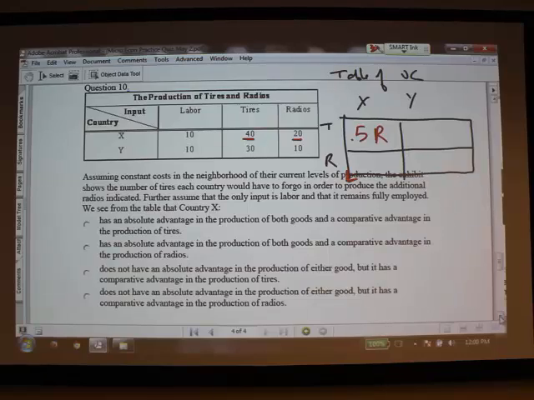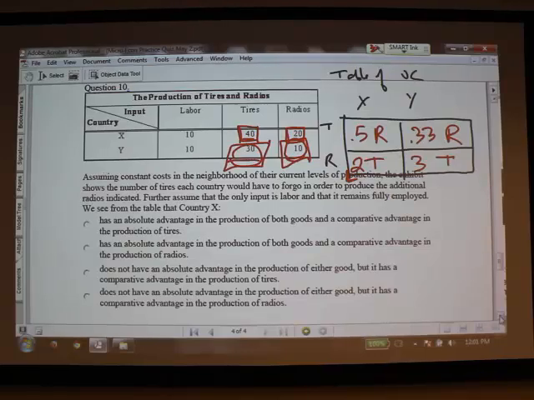But let's just go through the explanation. If country X produces 20 radios, they give up the opportunity to produce 40 tires. So if country X produces 1 radio, they give up the opportunity to produce 2 tires. What about country Y? If they produce 30 tires, they give up the opportunity to produce 10 radios. So if they produce 1 tire, they give up 1/3 of a radio. I'm writing it as 0.33 so we can compare it in terms of decimals. We could put it in fractions also, but whatever. Okay, and just for completeness, if country Y produces 10 radios, they give up the opportunity to produce 30 tires. So if they produce 1 radio, they give up 3 tires.